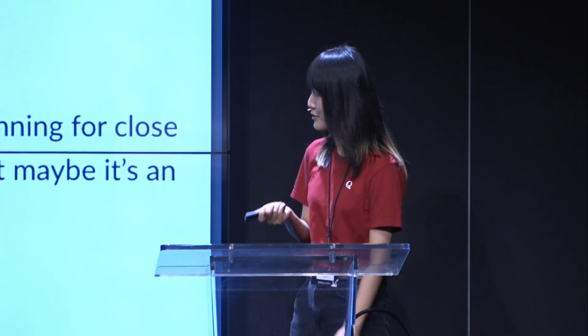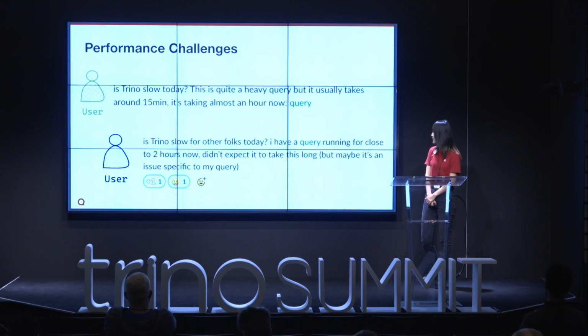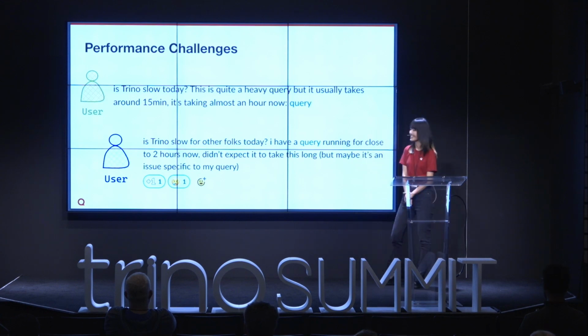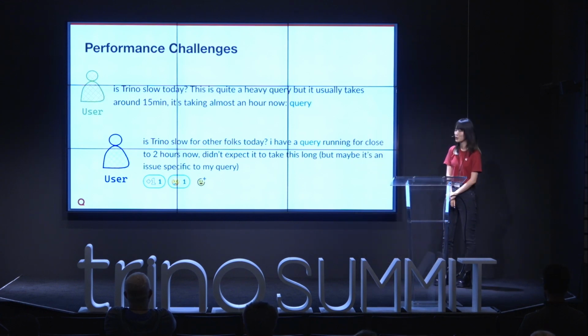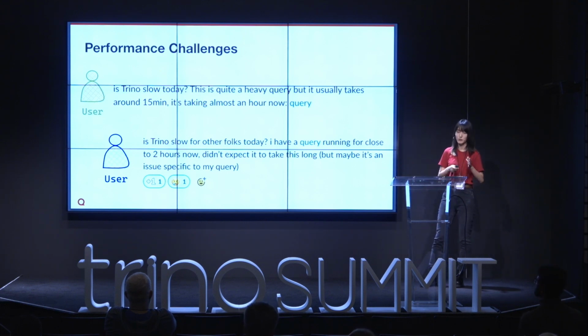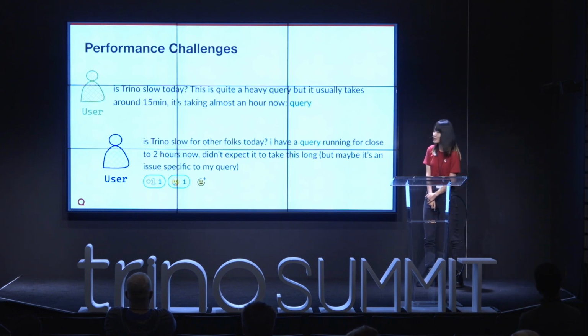Is Trino slow for the other folks today? I have a query running for close to 2 hours now. Didn't expect it to take this long. And there are some +1 and crying face emoji. So this is bad news for data infrastructure engineers, as the fluctuation of query runtime will hurt our development velocity as well as frustrating anyone who's eager for their query results. We don't want to let our data scientist friends down.